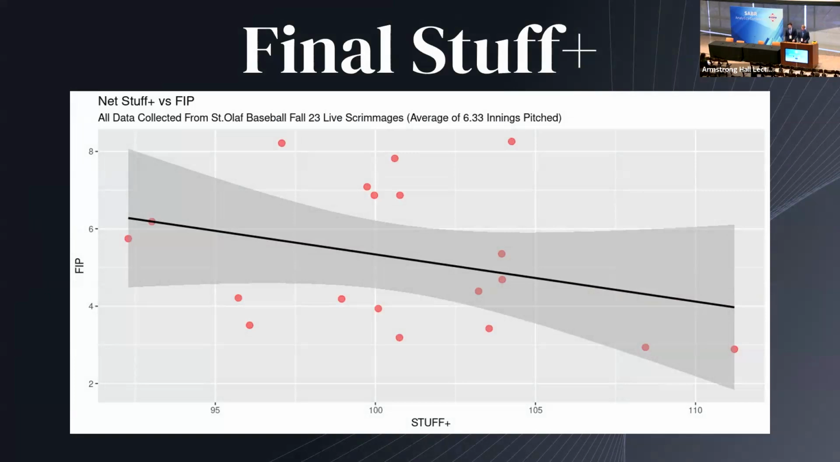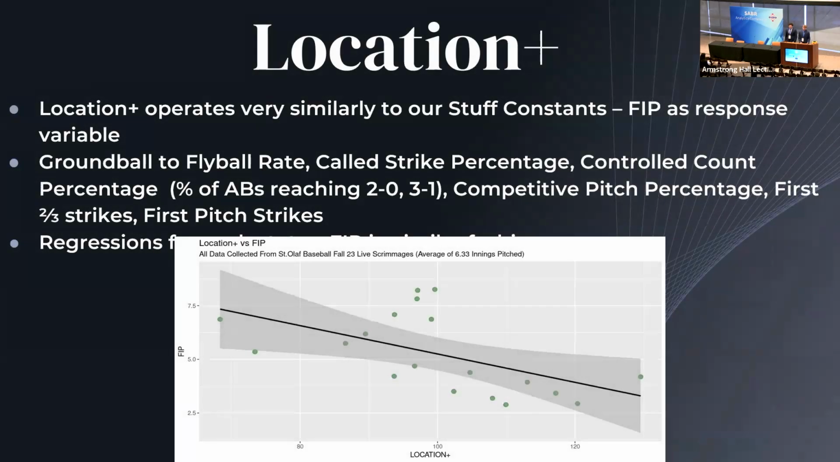On top of just trying to quantify stuff, we also wanted to quantify location, as that's the other half of the statistic. However, again, we quickly ran into the roadblock that we don't have location values, which is what traditional Stuff Plus and Pitching Plus systems use. Basically, a location value is saying that if this is a strike zone, a pitch down the middle that's a fastball and a pitch in the corner are completely different in terms of value for a pitcher. We don't have the technology to do that at the Division III level.